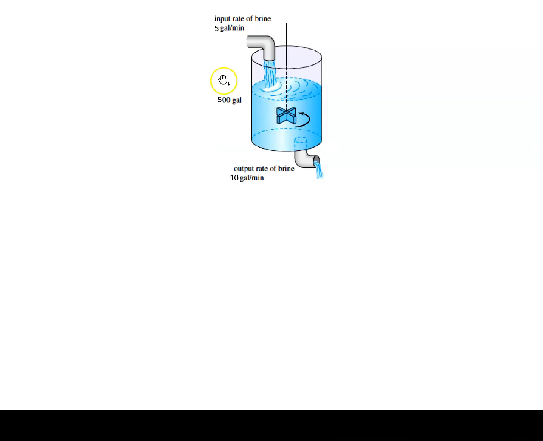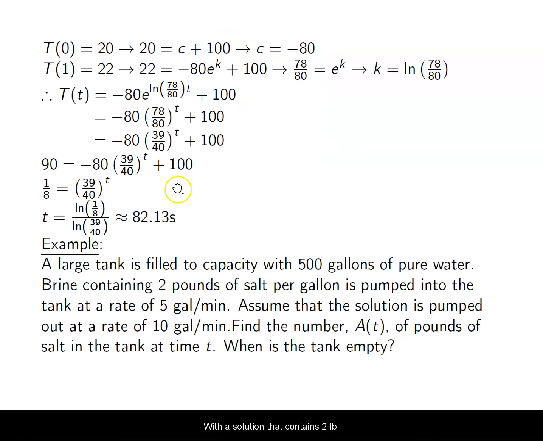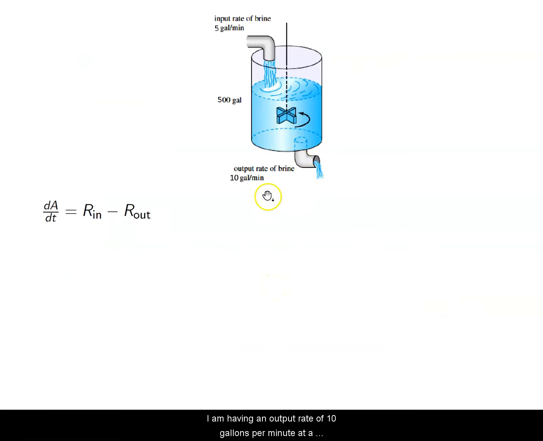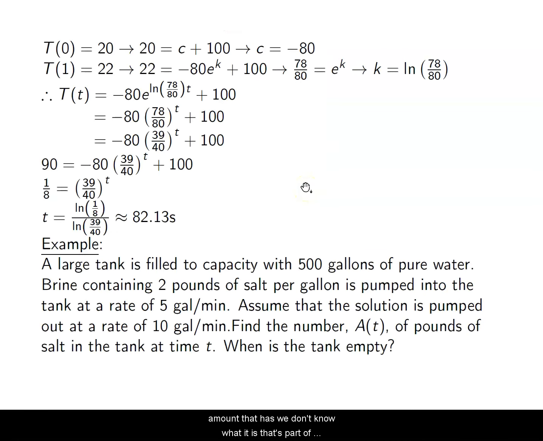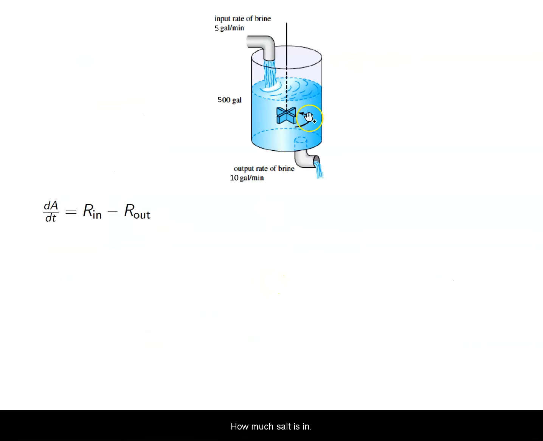Because it's pure water. And then we have an input rate of 5 gallons per minute with a solution that contains 2 pounds of salt per gallon. And we have an output rate of 10 gallons per minute at an amount that we don't know. It's not specified what it is. That's part of what we're trying to solve for, because however much salt is in the tank at any time t is the concentration in the outflow.